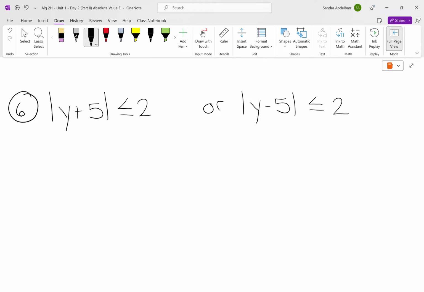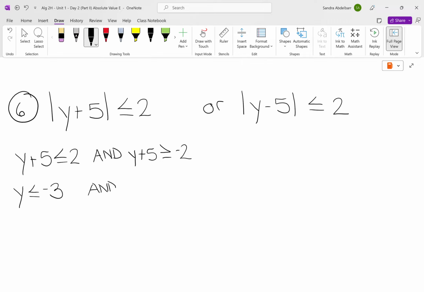Let's work on the left side. Let's find our solution set for our left side. How do we do this? We're going to say y plus 5 is less than or equal to 2, and or. And, good, y plus 5 is greater than or equal to -2. And then we solve. So we're going to have y is less than or equal to -3, and y is greater than or equal to -7.